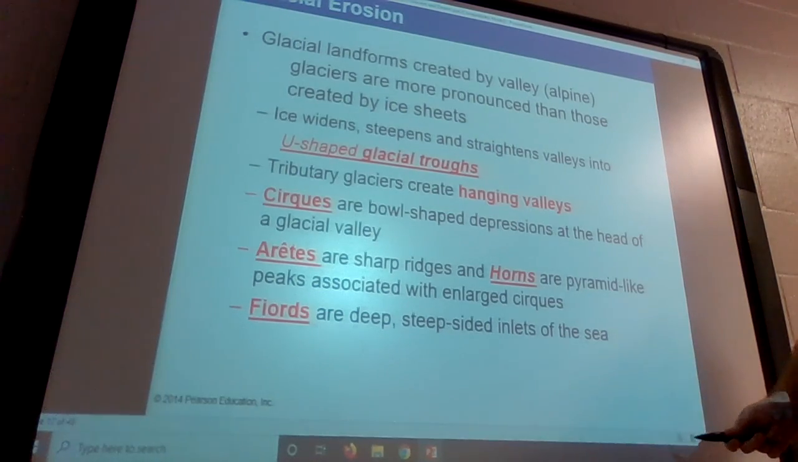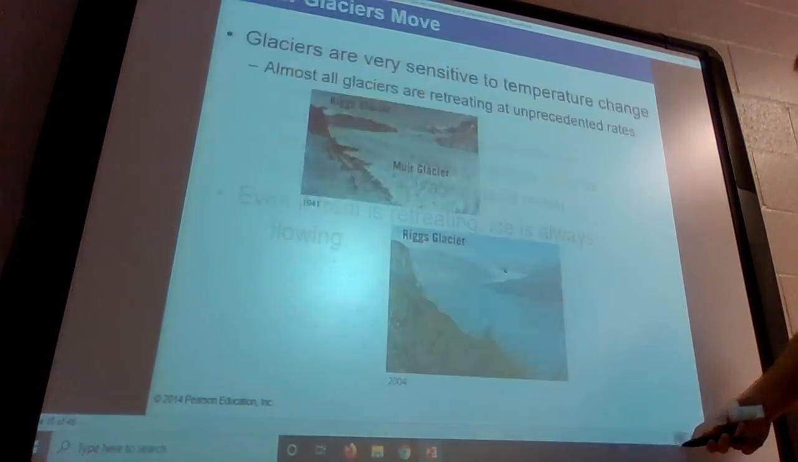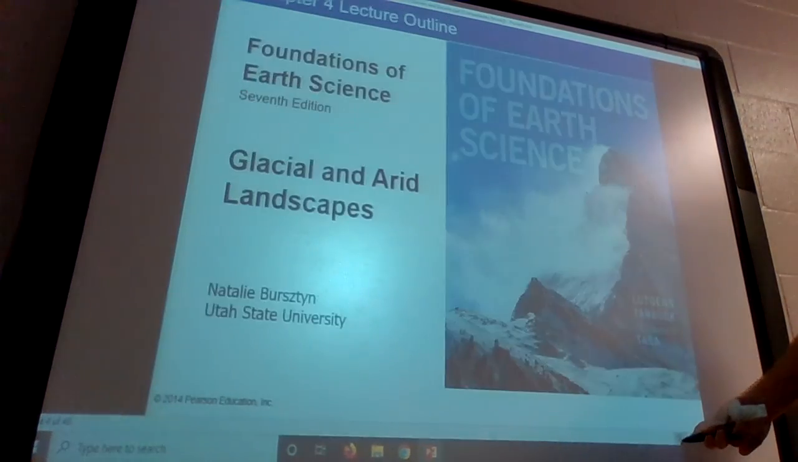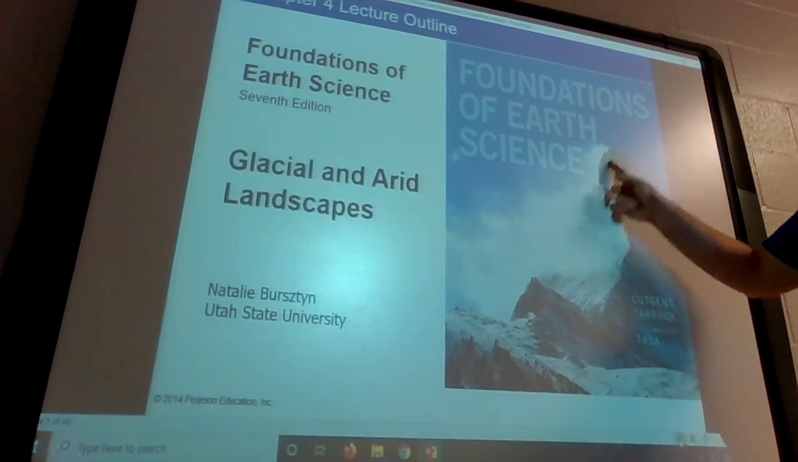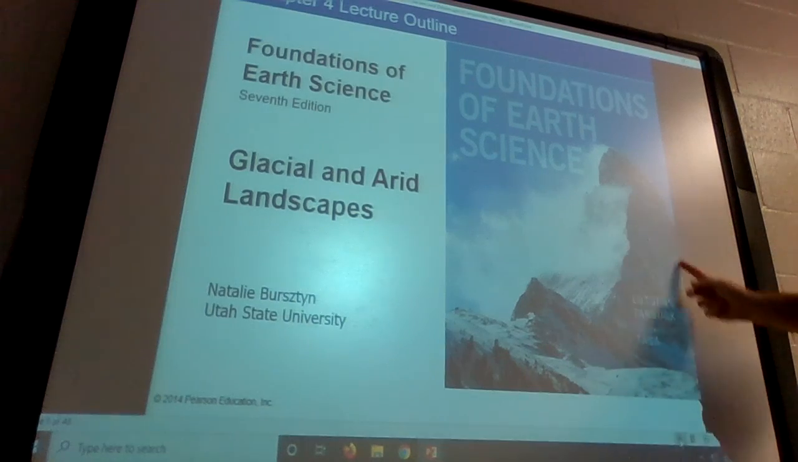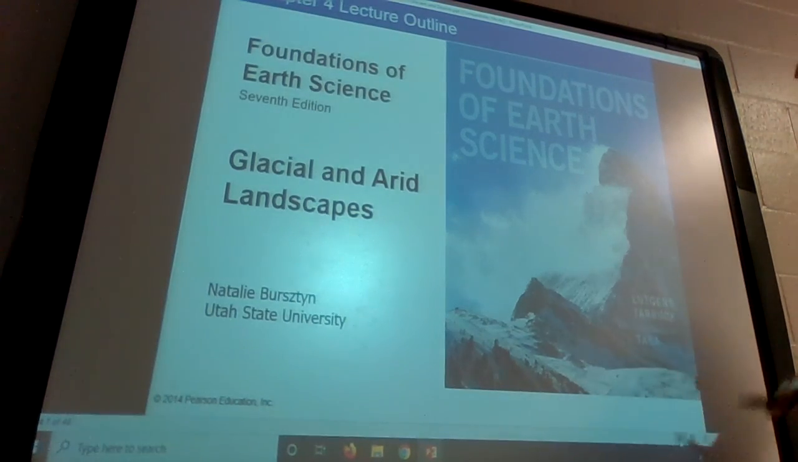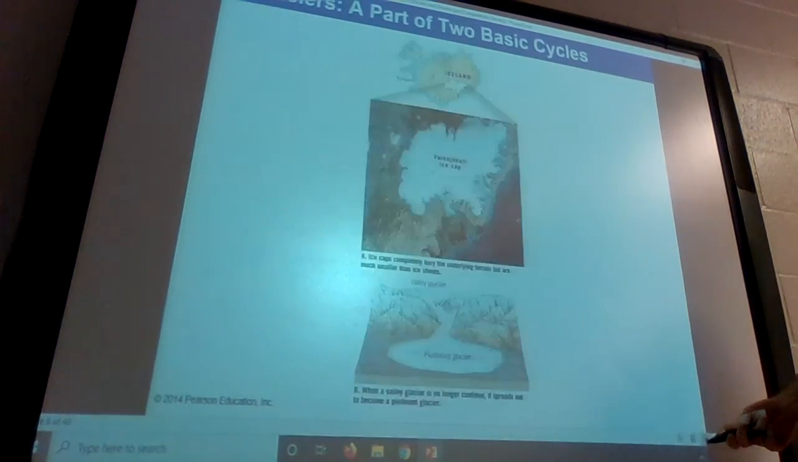And actually, let me go back to the very beginning. The Matterhorn, I think, is the cover of this book here. So here's the Matterhorn. This is a horn formed by a glacier, which is actually pretty nice.